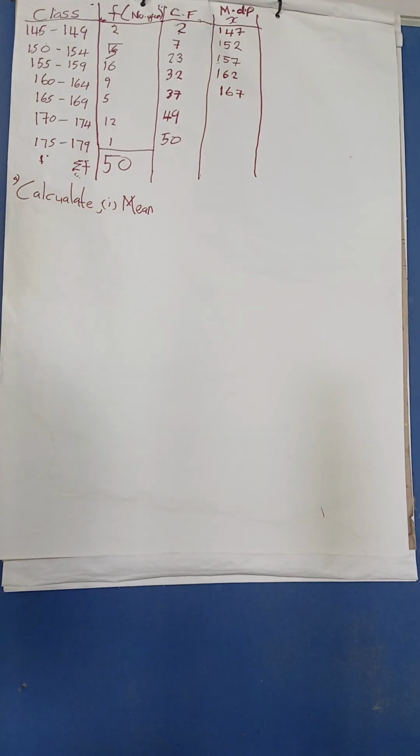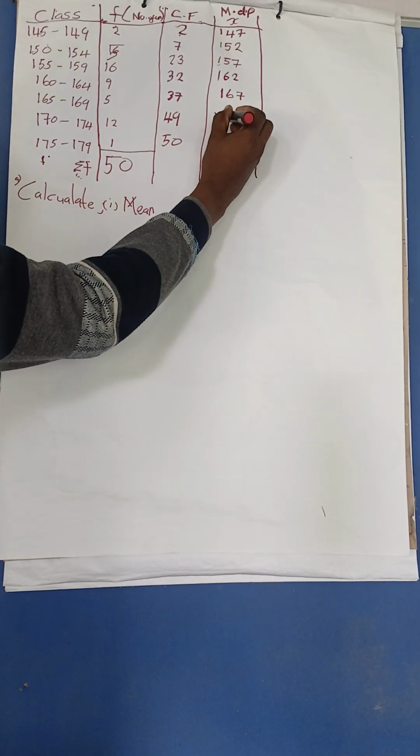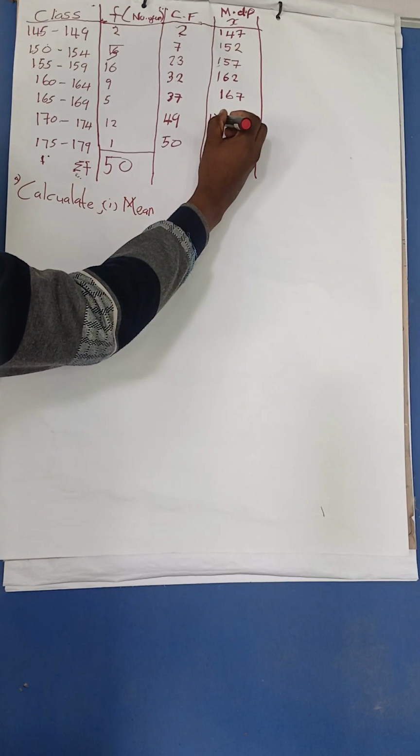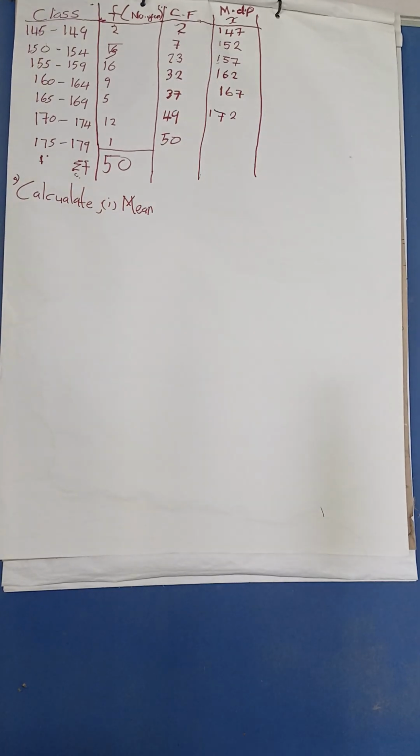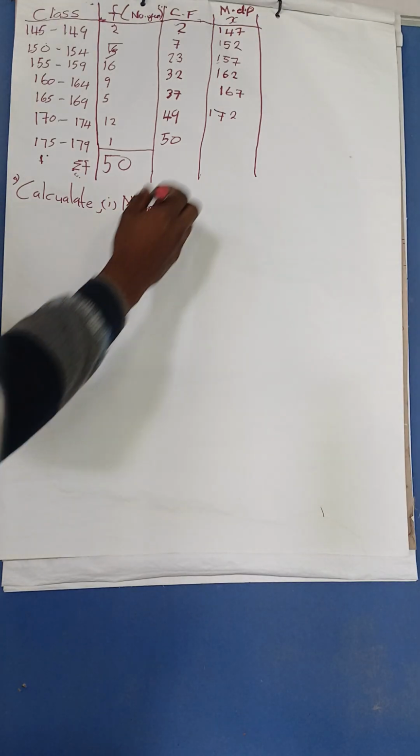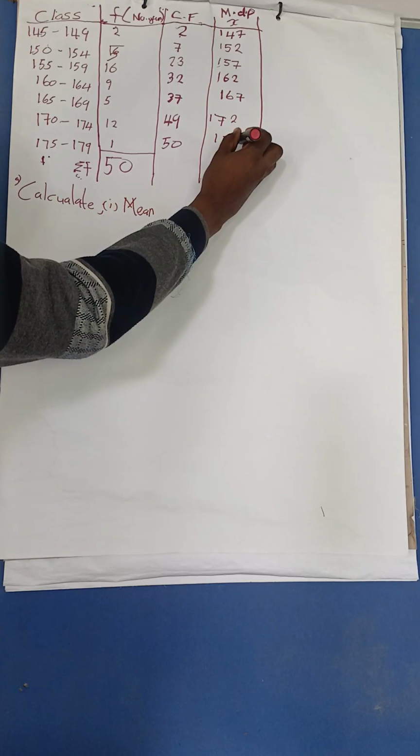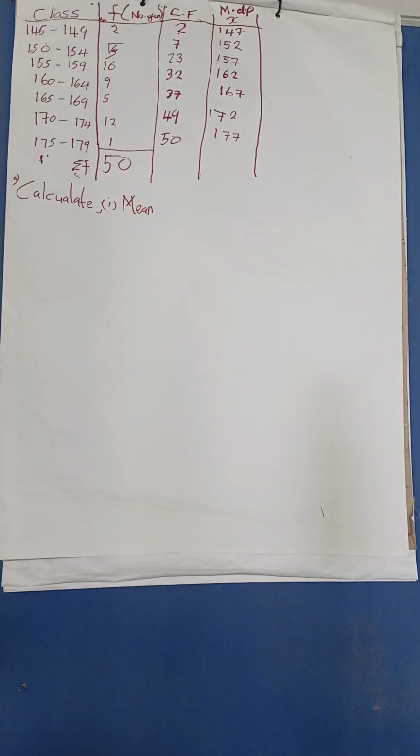Then we go ahead. 170 plus 174 divided by 2, you'll get 172. Then 175 plus 179 divided by 2, you'll get 177. Good. So that is how we get the midpoint. We go ahead now.